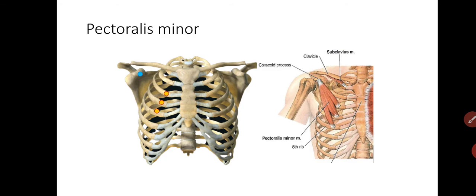Now the action: it steadies the scapula during the various movements of the shoulder joint. It also pulls the scapula forwards, and since it is attached to the rib, it also helps in forceful inspiration.